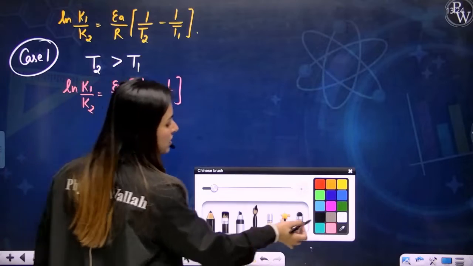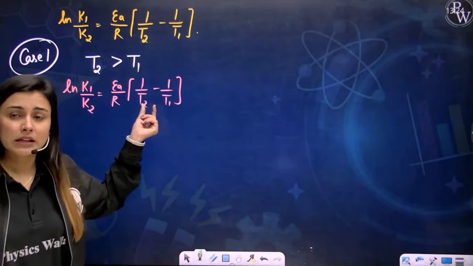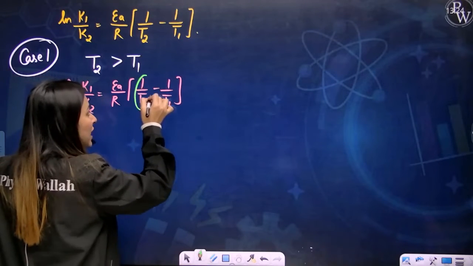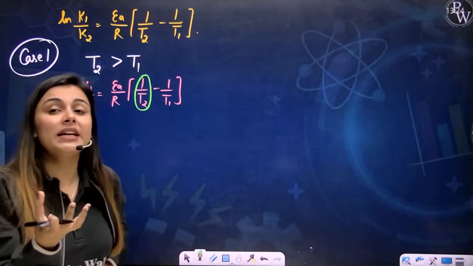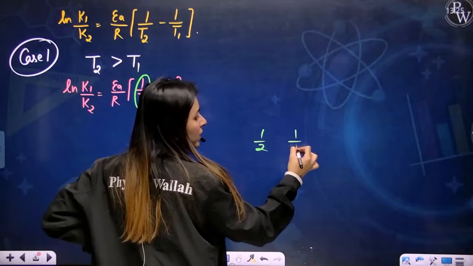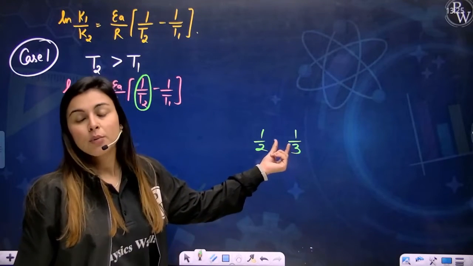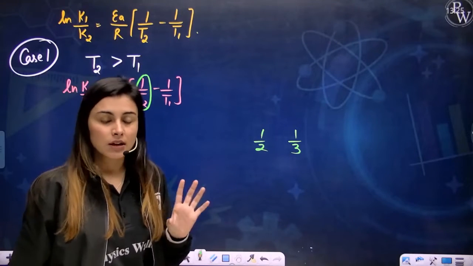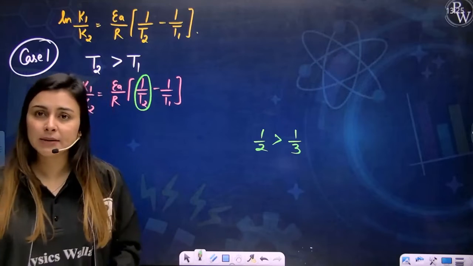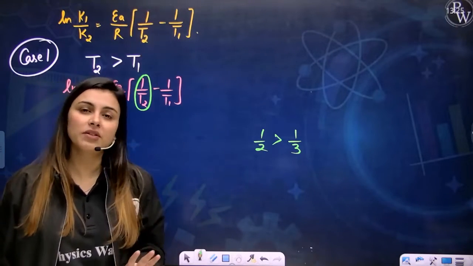Now just imagine, my dear students, if your T2 is more than T1, this means that in this whole fraction the denominator is more. See, you have 1 upon 2 and you have 1 upon 3. When your denominator is a bigger number, the fraction is smaller, right? So I can say that half is more than 1 by 3. This means that the more the denominator, the lesser will be the value of the fraction.